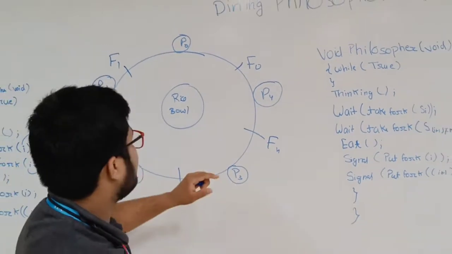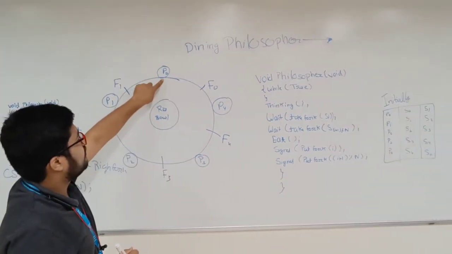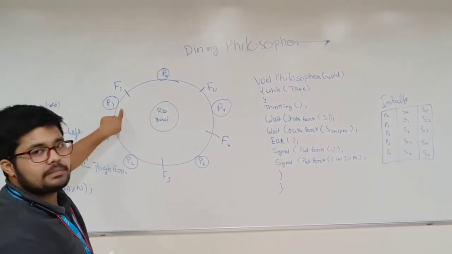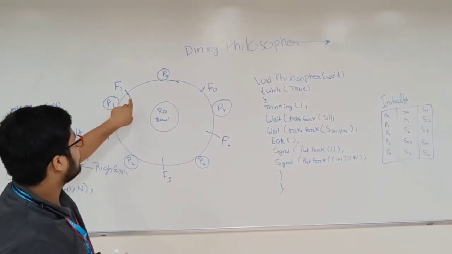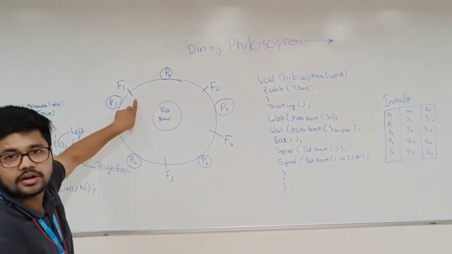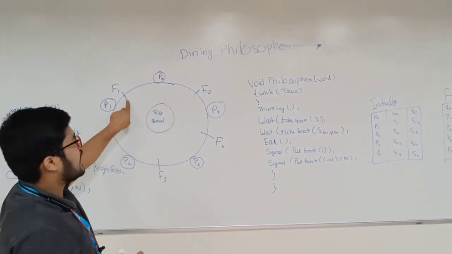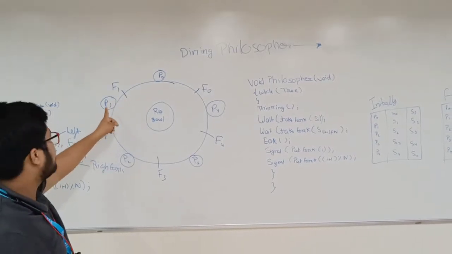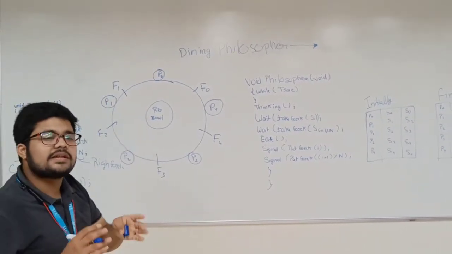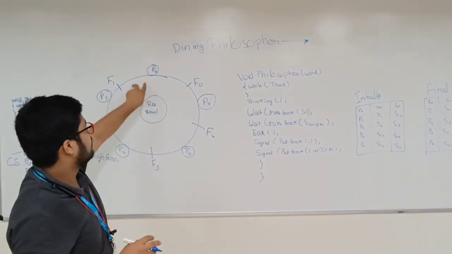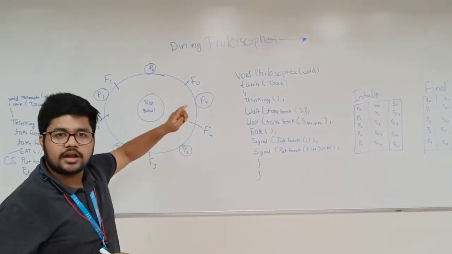Now the problem is, suppose P0 takes the first fork F0. At that time P1 comes into the picture and takes his left fork, that is F1. Now for P0 to eat, he has to take the F1 fork, but it is already occupied by P1. So this is basically called a race condition. Now they will both be stuck and the process cannot continue.